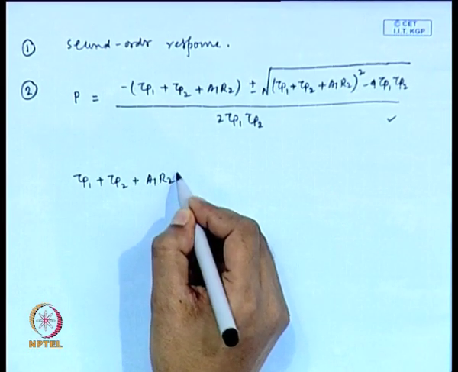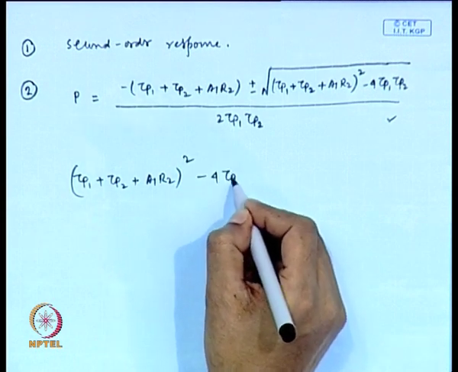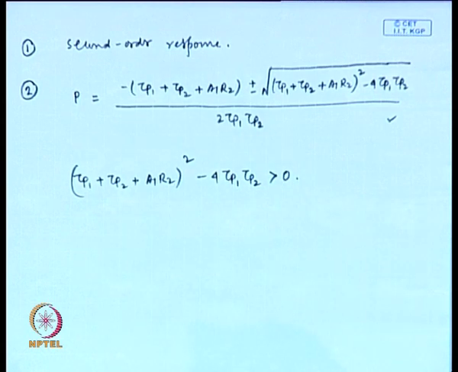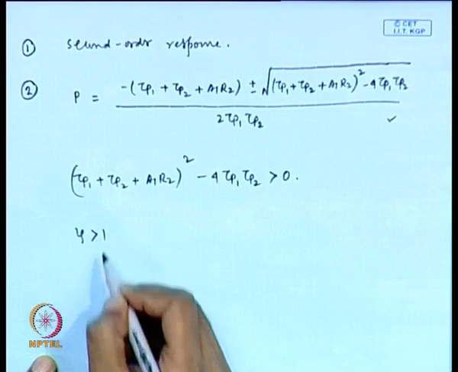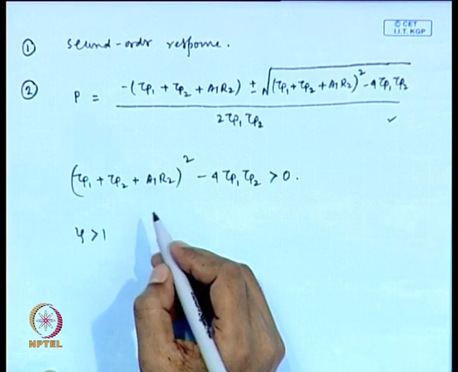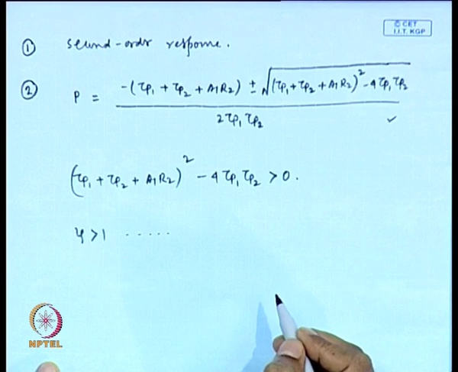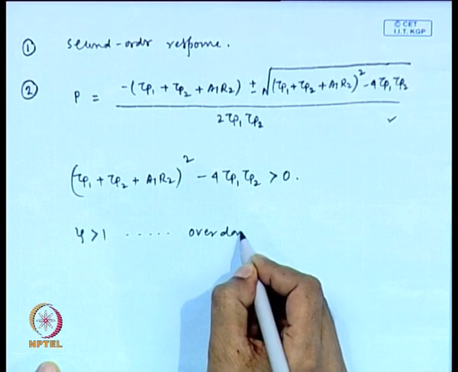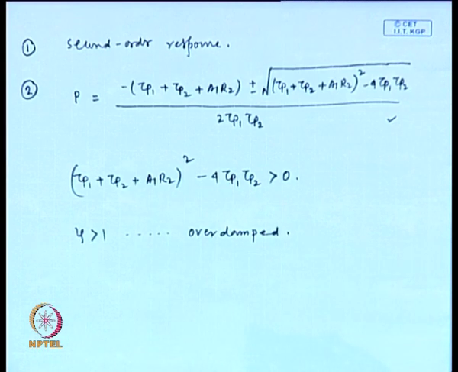Now, tau p1 plus tau p2 plus a1 r2 whole square minus 4 tau p1 tau p2 is greater than 0. Fine. That means two distinct real poles. So, what about the overall response? The overall response is overdamped response. So, we obtain zeta greater than 1 and the response of interacting capacities is always overdamped. The response of interacting capacities is always overdamped.